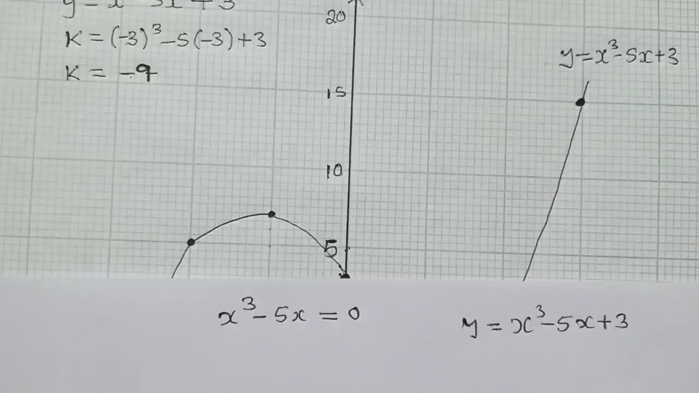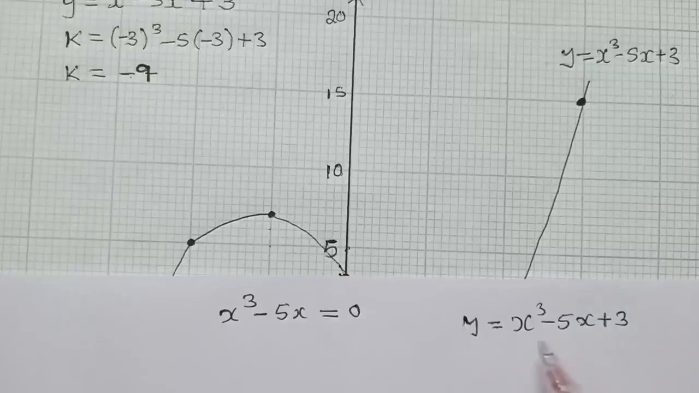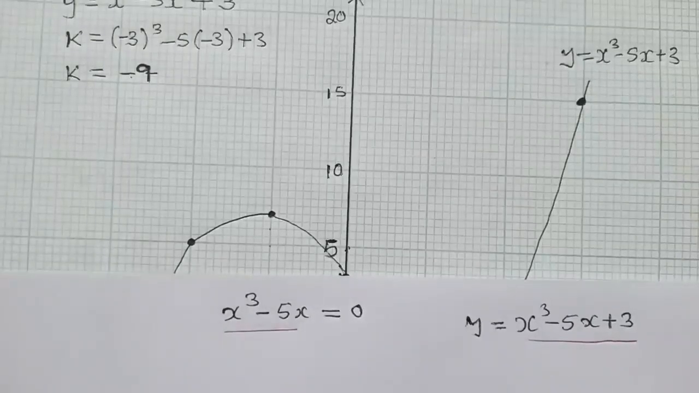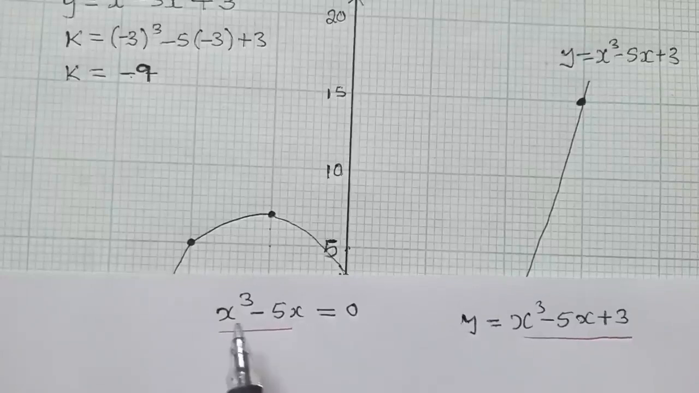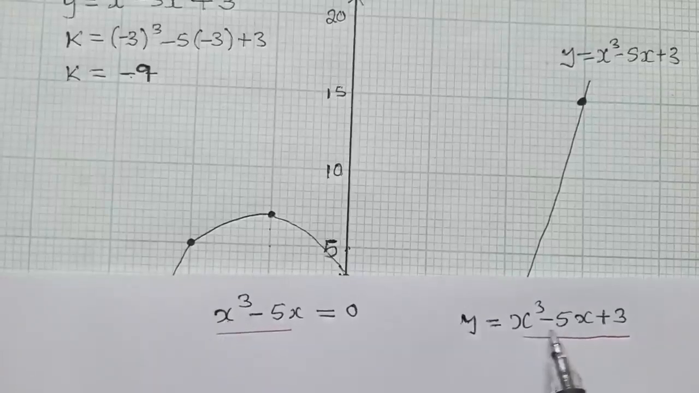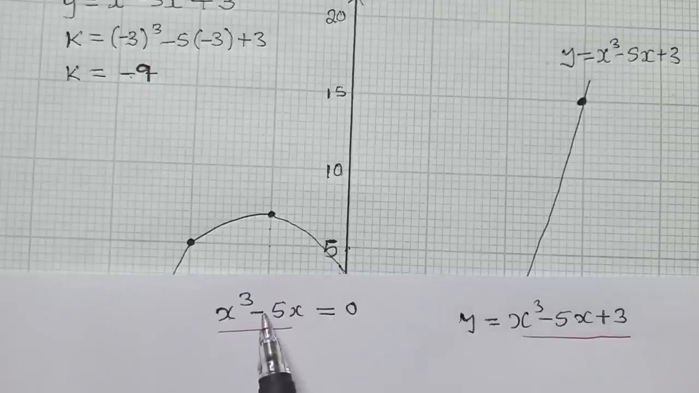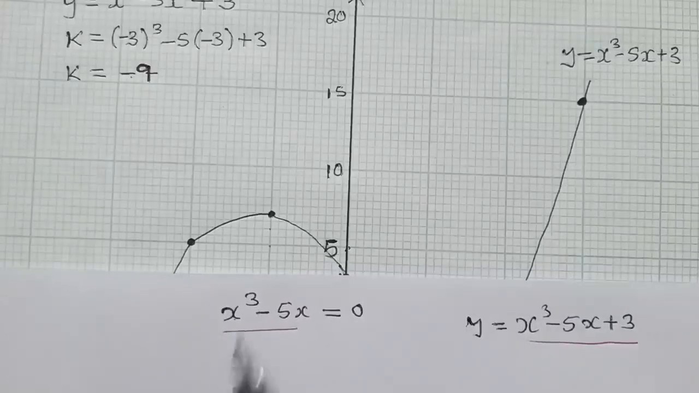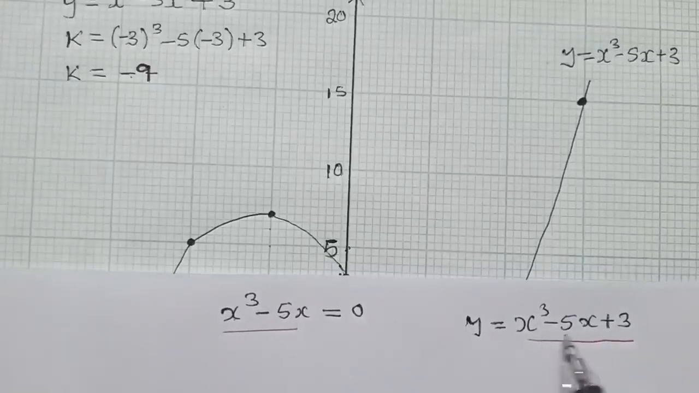Do they look the same? If you can see nicely, this side and this side, do they look the same? A little bit. Here we have x power 3. Here we have also x power 3, negative 5x and negative 5x, but we don't have a 3. So what are we going to do? We shall try to make this look like this one.